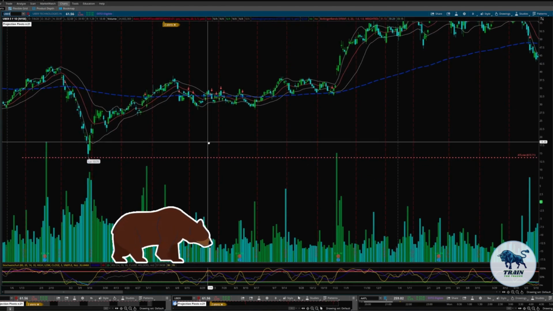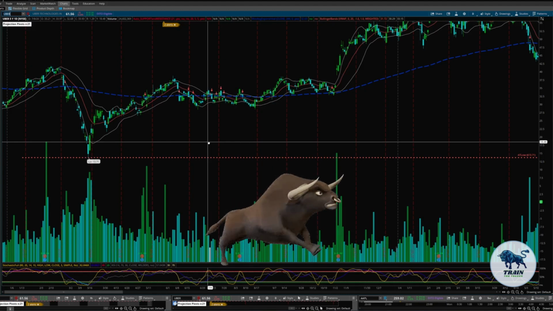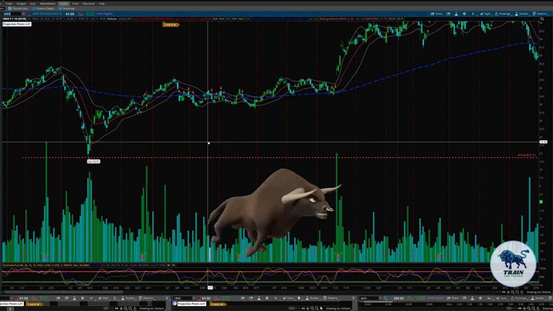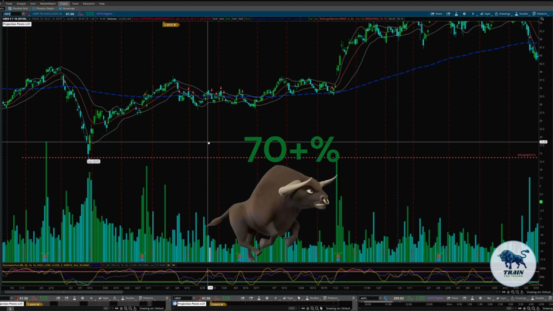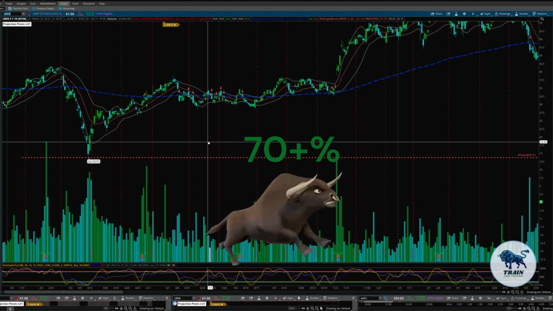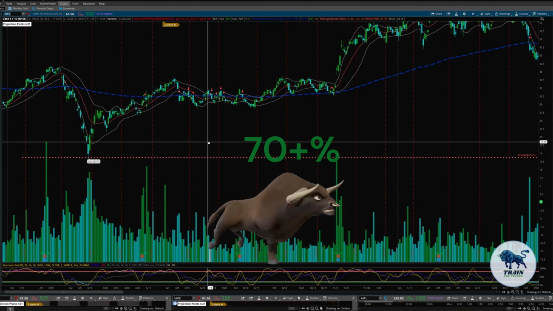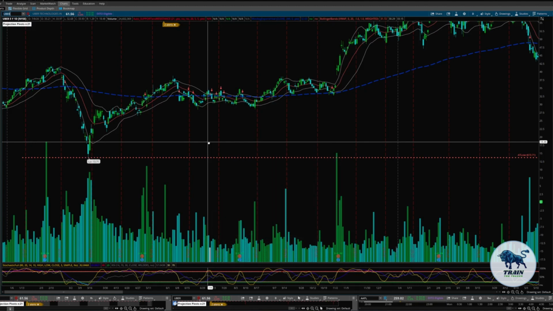Now, the stock market instinctively, naturally, organically wants to go up. All stock prices want to go up. Just know 70+% of the time the market is going up. And that should be that way because the market is designed to go up.